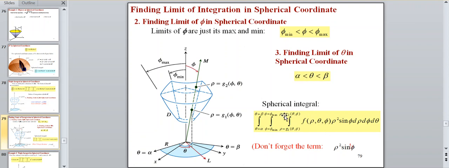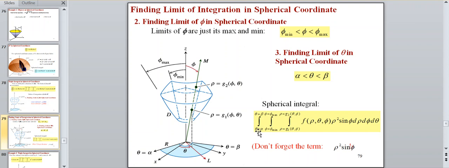So now we can set up the integral like this. You can see rho from g1 of phi and theta to g2 of phi and theta. Phi from phi minimum to phi maximum, two angles. Phi is from, for example, sorry for interruption, phi is from gamma to delta, something like that, two angles.